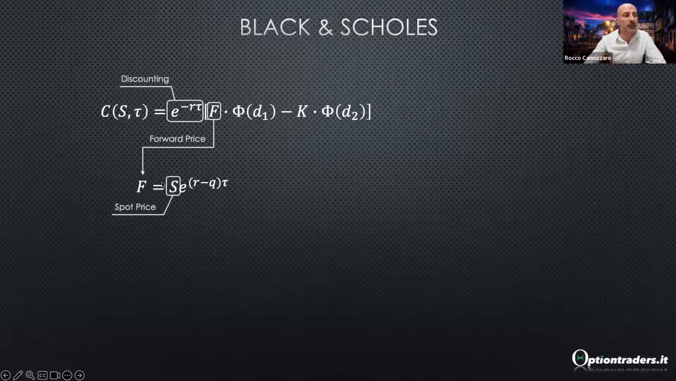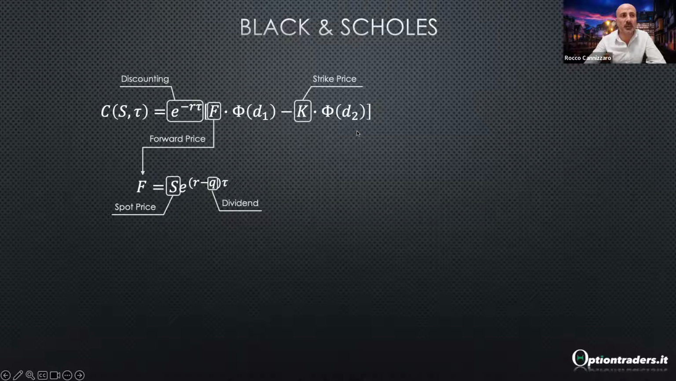We also have F, and obviously there is the S, which is the spot price, R is the interest rate, and Q is the dividend. Indexes like SPX don't pay dividends themselves, but most equities usually pay a dividend, so it needs to be accounted for. And then we have the K, which is the strike price.